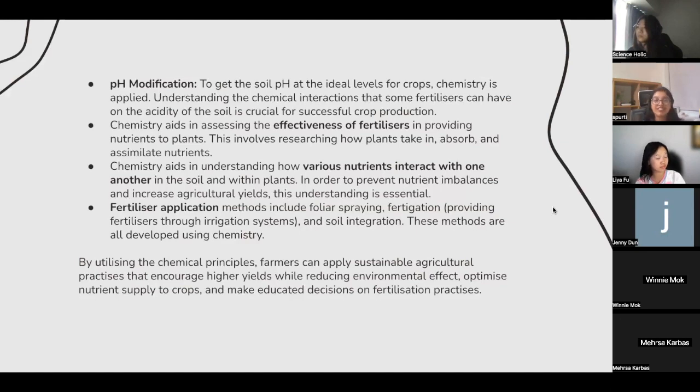So here are some application methods of fertilizers, which include foliar spraying, fertigation, and soil integration. These methods are all developed using chemistry. So by utilizing the chemical principles, farmers can apply sustainable agricultural practices that encourage higher yields of crops while reducing the environmental effect, and also optimize nutrient supply to the crops and make educated decisions on fertilizer practices.